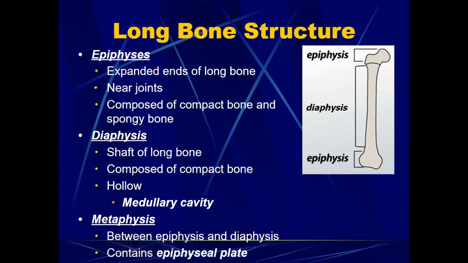Long bone external structure and internal structure. We can divide a long bone into different regions. The epiphyses are the expanded ends of the long bone. We find these near joints, and their composition is of compact bone and spongy bone.